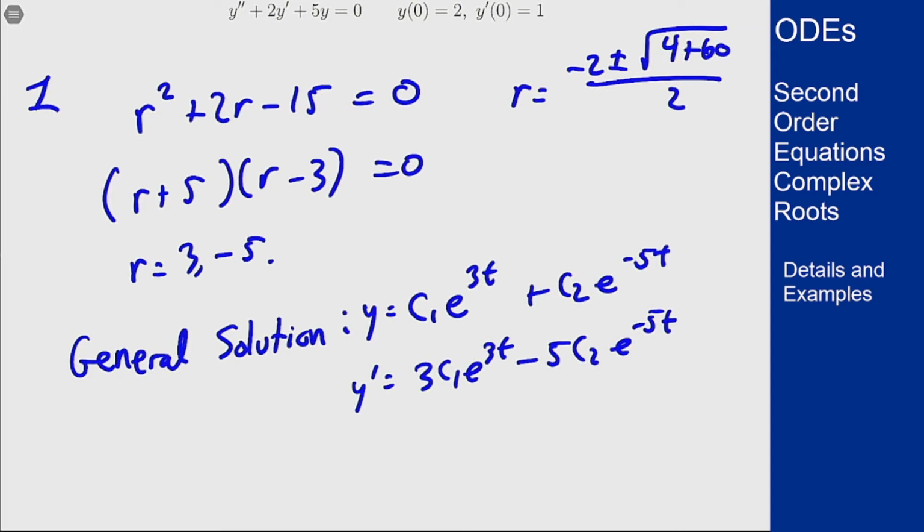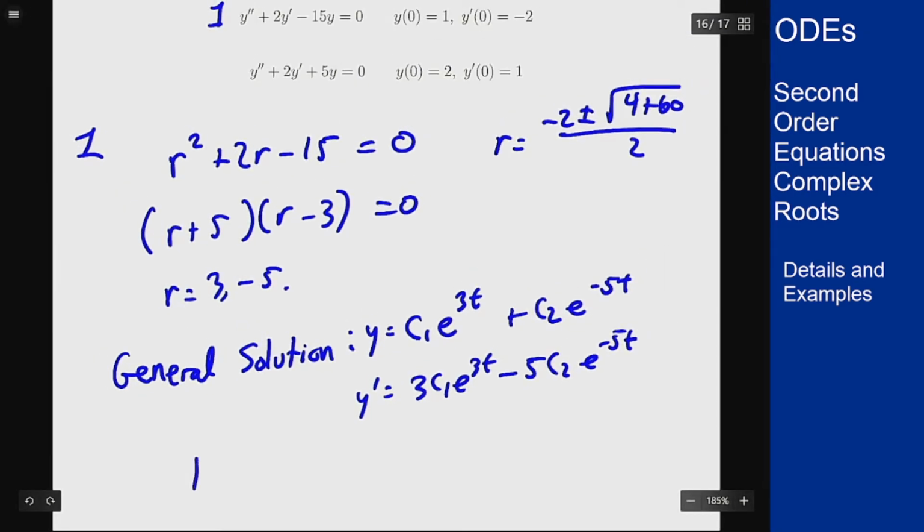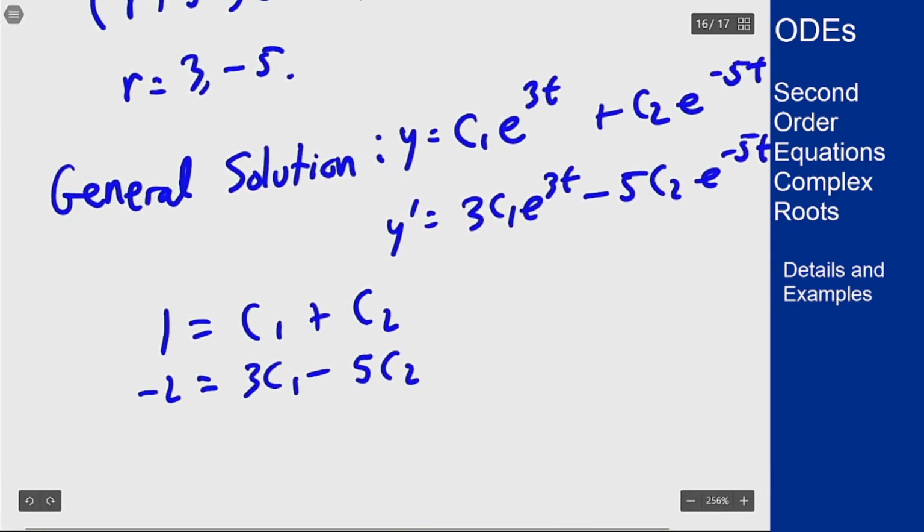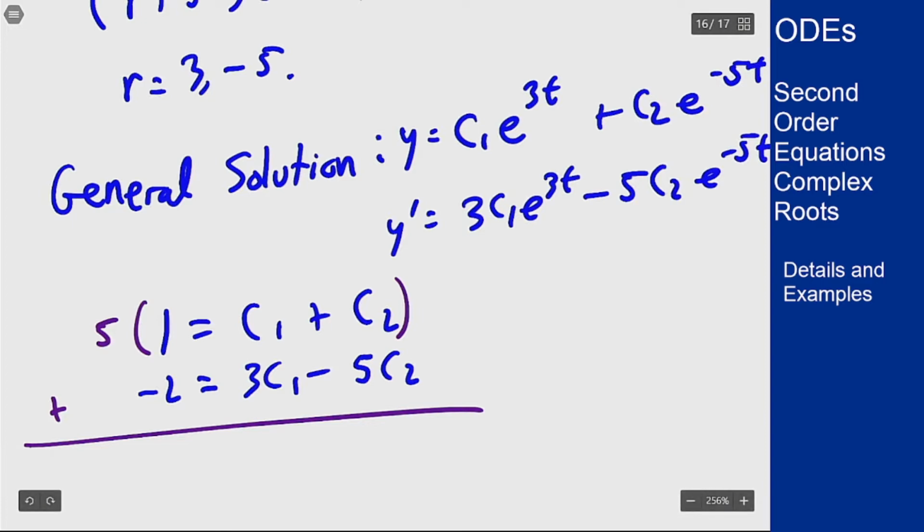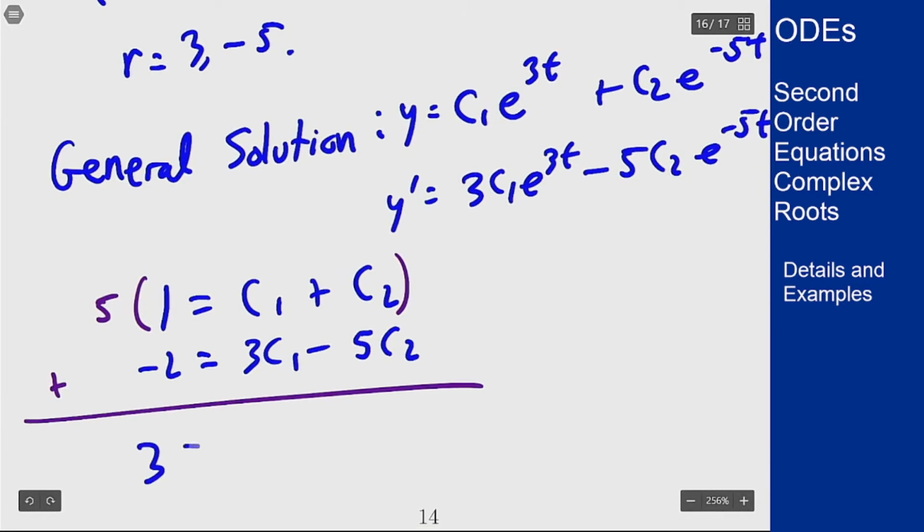And I can plug in 0 to both of those to get that 1 should equal c1 plus c2, because exponentials all go away. And minus 2 should equal 3c1 minus 5c2. Then to solve this, I'm going to multiply this first equation by 5, and then add them together to cancel out the c2 terms. So I do that, I will get 5 minus 2 is 3 on the left. I will get 5 plus 3c1 is 8c1 plus 0c2 as expected. That gives me that c1 is 3/8. And plugging into the first equation, c2 then must be 5/8.